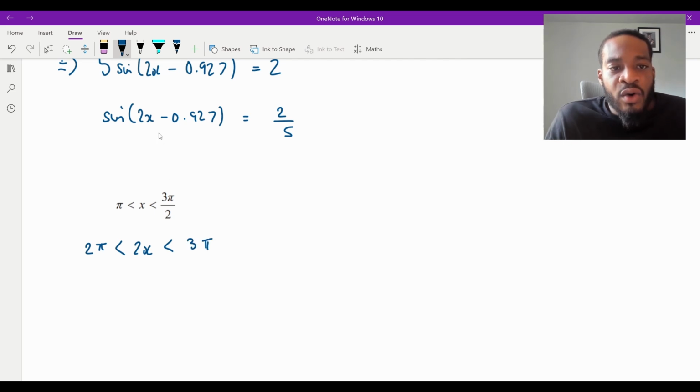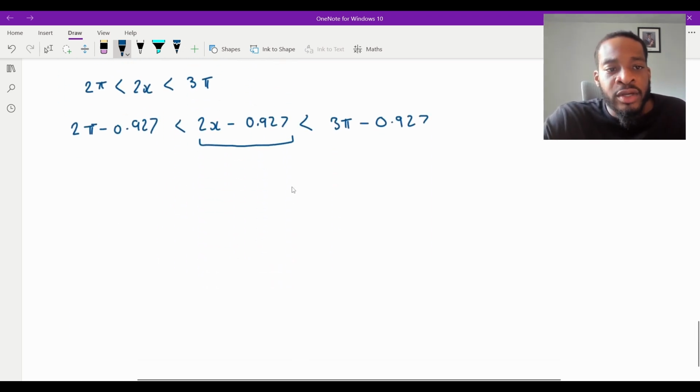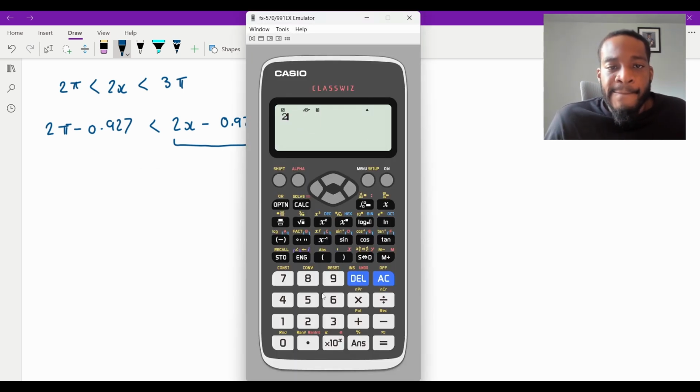Like that. And then now I'm going to take away that 0.927. So it's going to be 2 pi minus 0.927, and 3 pi minus 0.927, just so I can see what the actual value I need is going to be once I do the sine inverse. Okay, so let me actually just work out what those are roughly. So 2 pi minus 0.927 gives me 5.35 blah blah blah.